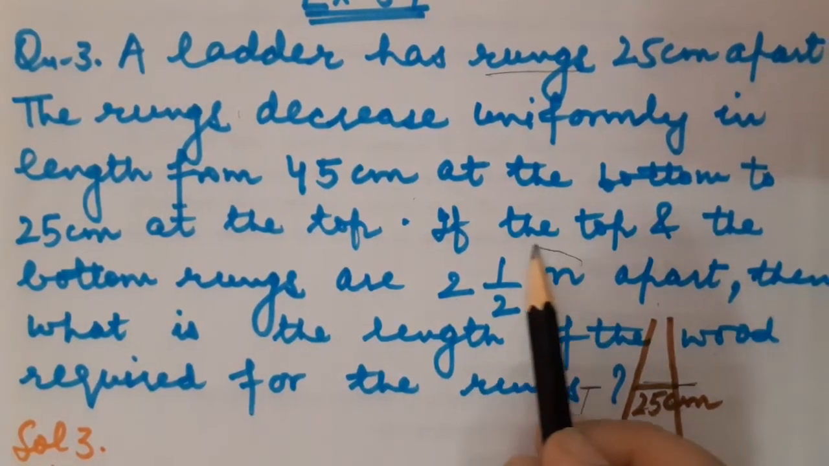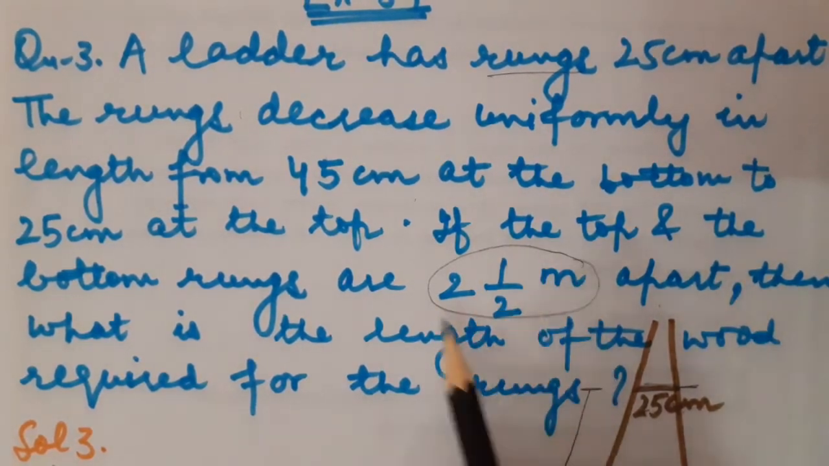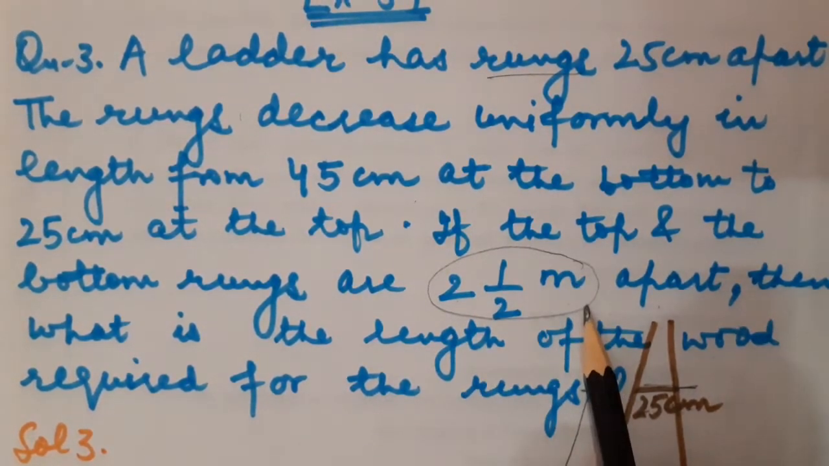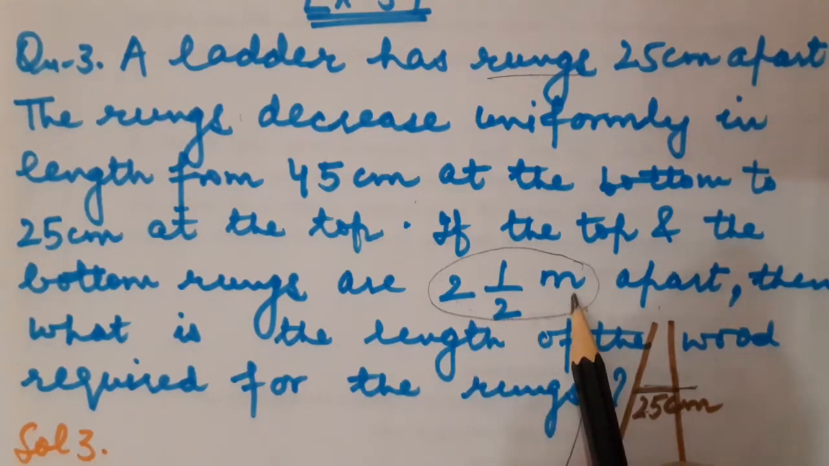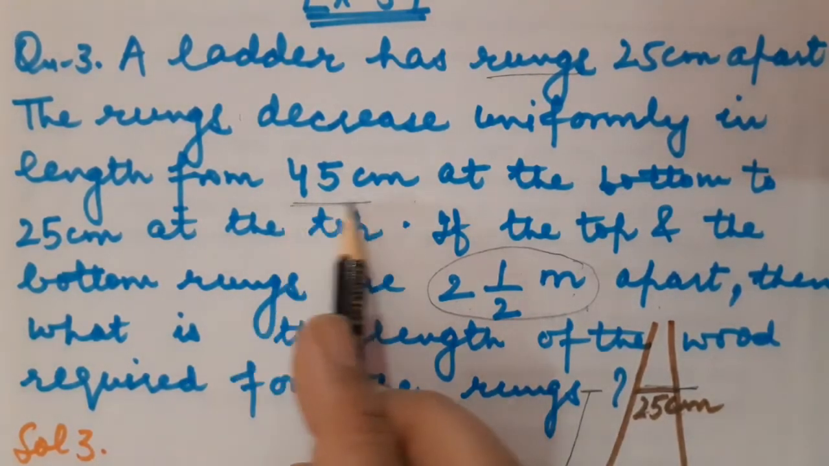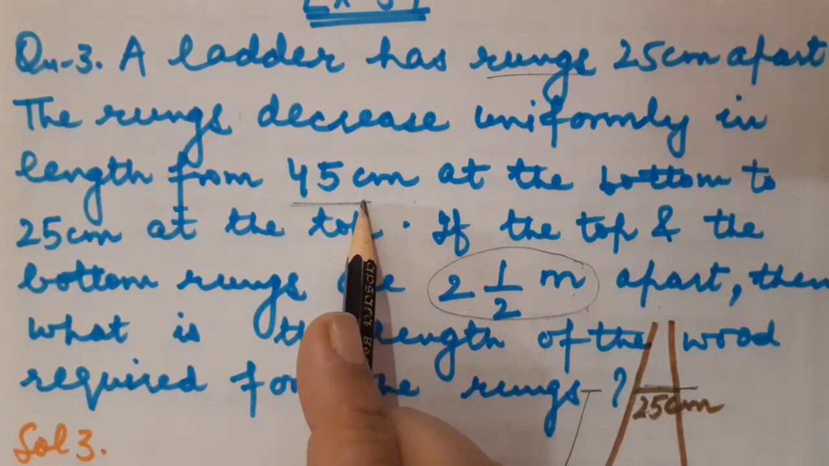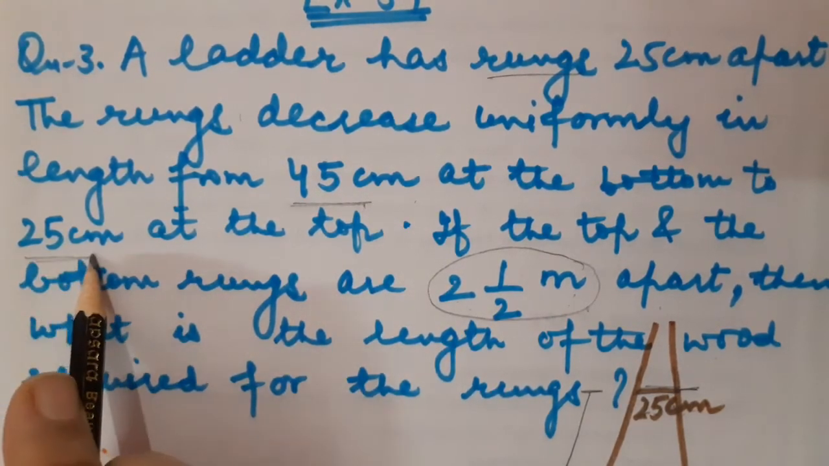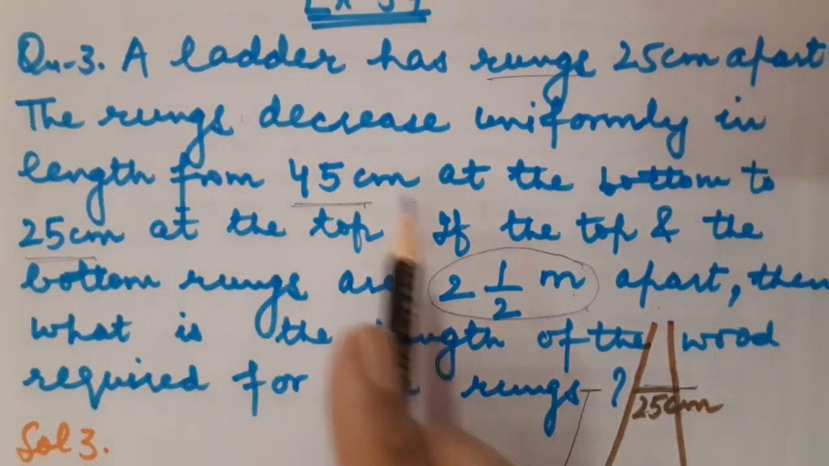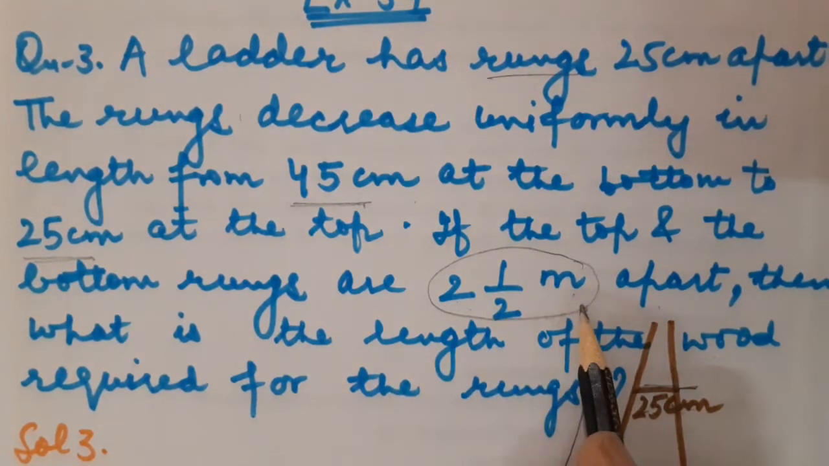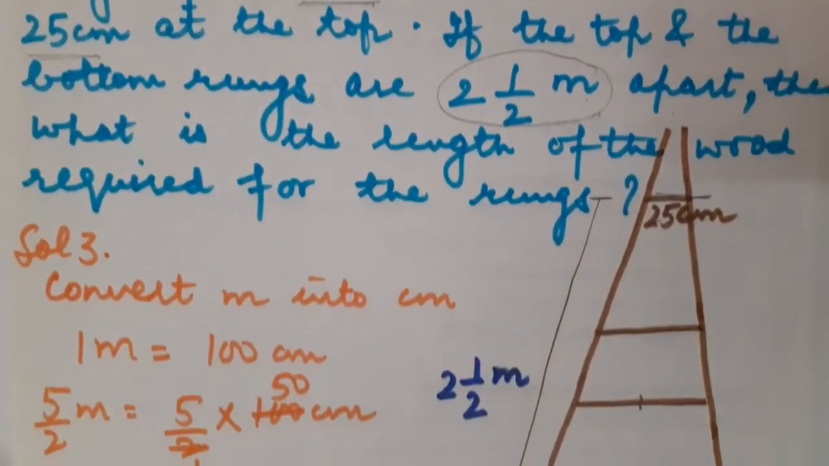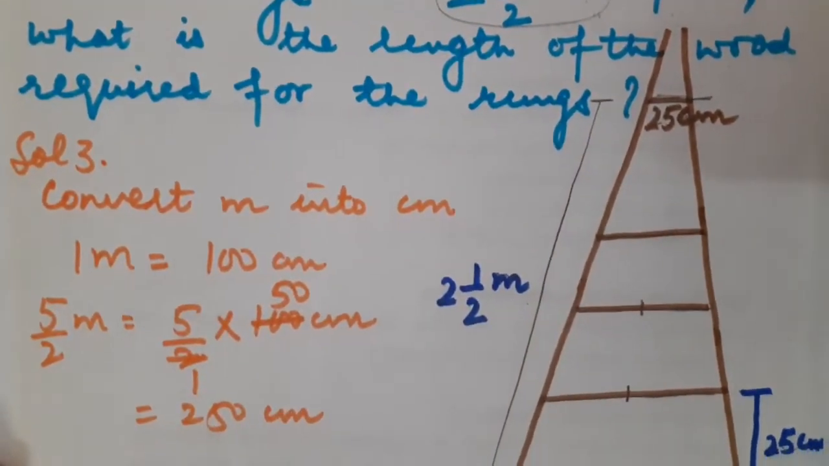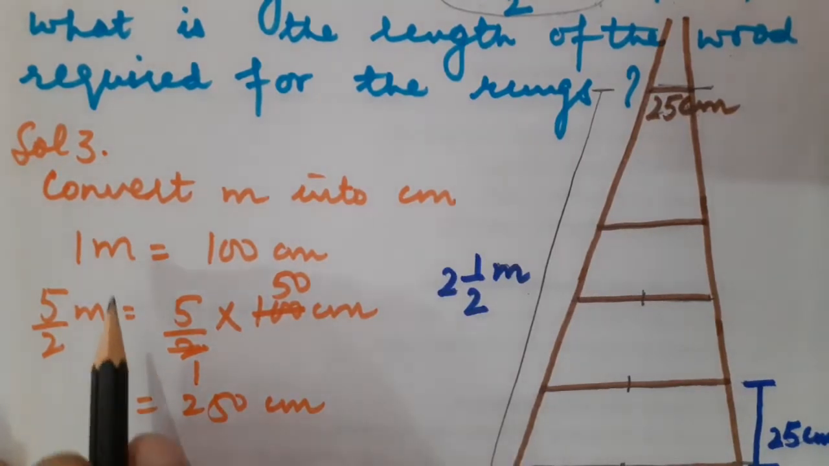Here, children, you can see that the distance between the top and the bottom rungs is given as 2 whole 1/2 meters. But the length of the bottom rung is 45 centimeter and the top rung is 25 centimeter. So children, here you can see that one unit is in meter and the other two are in centimeter. So first of all, I am going to convert meter into centimeter. Correct? So now I am going to begin the solution.